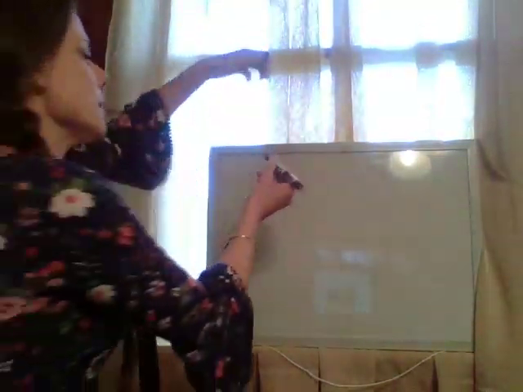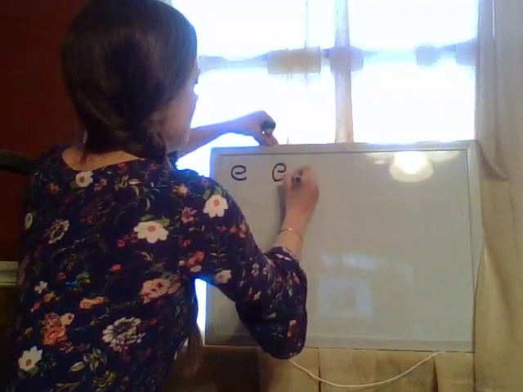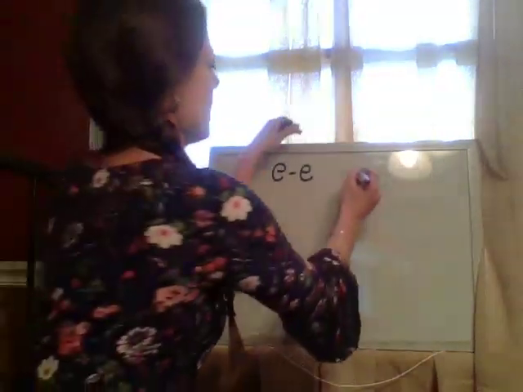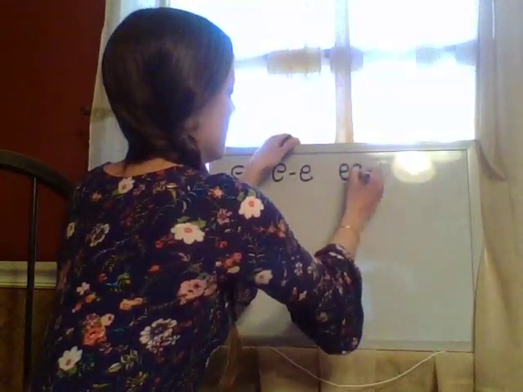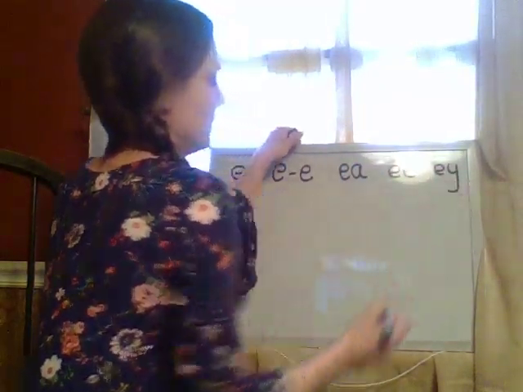So these are 3 more ways to make the long E sound. If you remember, we can make the long E sound with E by itself, like in me. We can make the long E sound with E-E, like in Pete, vowel consonant E, right? And now we can make the long E sound with E-A, E-E, and E-Y. Okay.